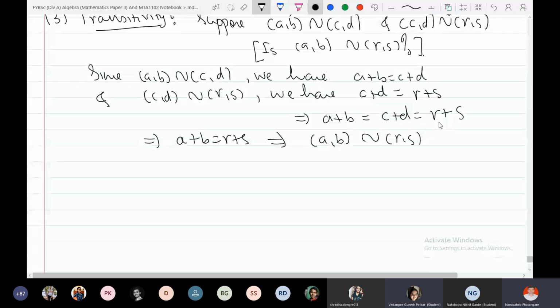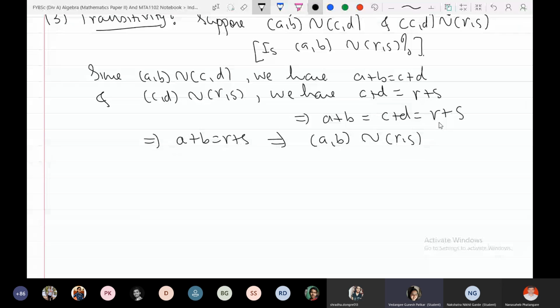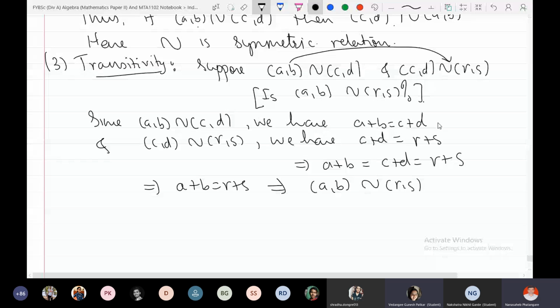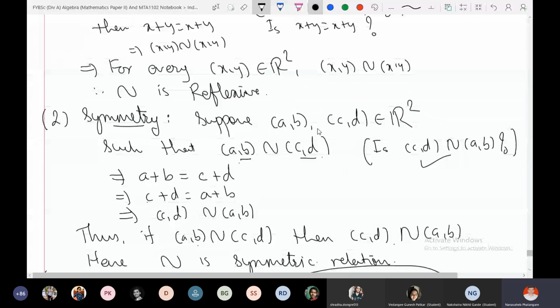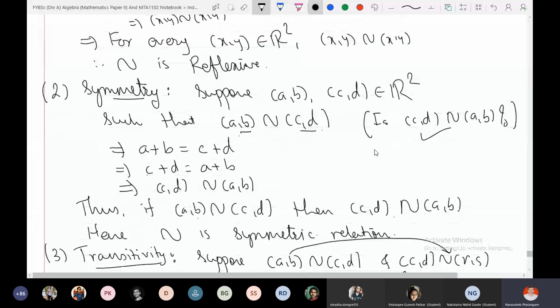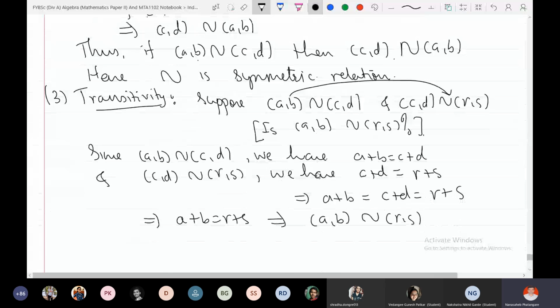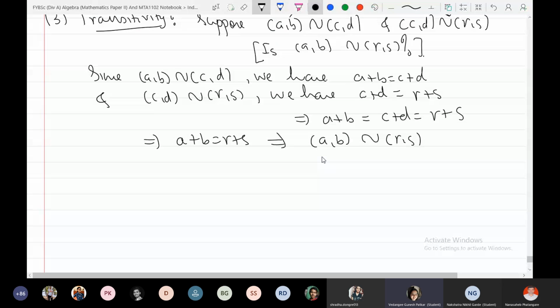We should also mention that (a, b), (c, d) and (r, s) belong to R square, though that is understood, because I am choosing elements from my set and assuming the same relation. That's fine, but for being more precise, you can mention that also. Okay. So therefore, the relation is transitive.